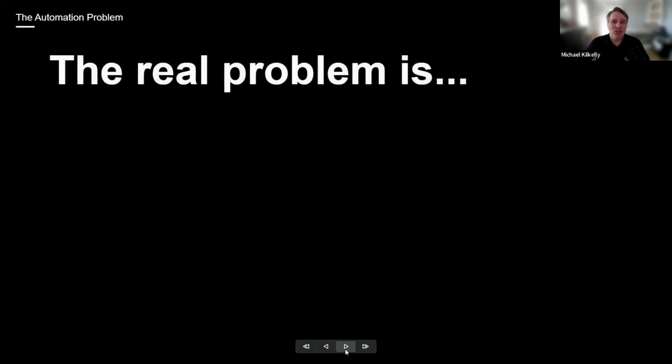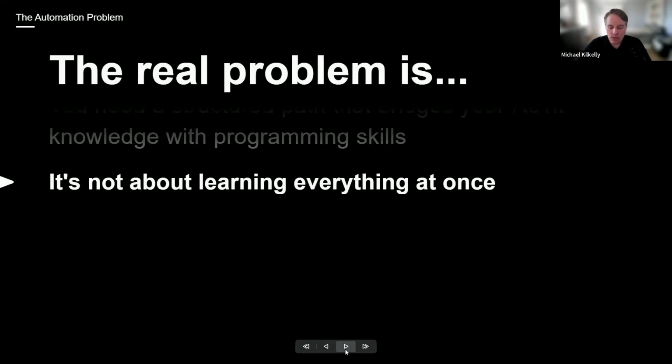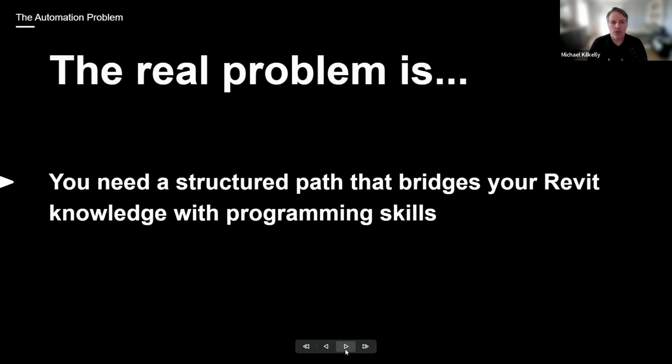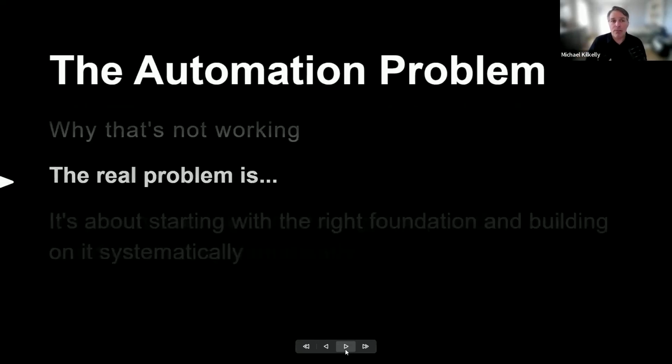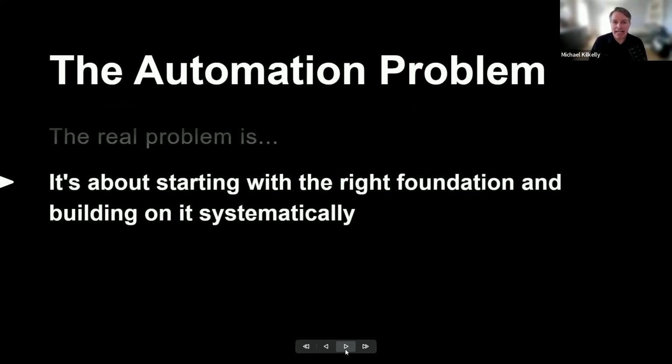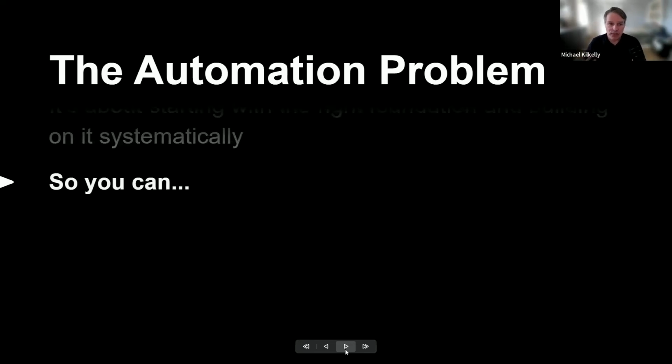Okay, but really the real problem is, if you want to learn how to create Revit add-ins and create automations using C#, you do need a structured path that's going to bridge your actual Revit knowledge, which you've spent a lot of time gaining, with programming skills. And if you can combine those two together, you can do some pretty amazing things. Part of that is not about learning everything at once. It's not drinking from the fire hose. It's working in a more progressive way, building that foundation and then adding on to it systematically. So that's how we effectively learn.